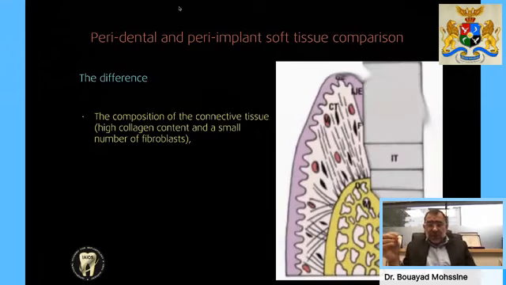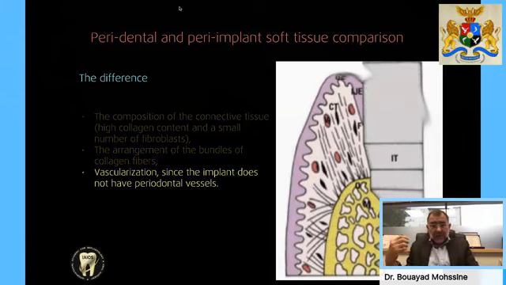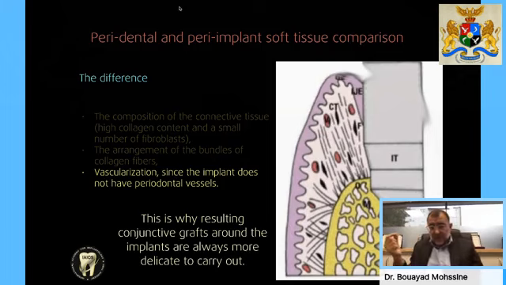In the composition of the connective tissue, we can find a high collagen content and a small number of fibroblasts around the implant. The arrangement of the bundle of the collagen fibers is different, and there is not enough vascularization, since the implant does not have periodontal vessels. That's why the resulting connective grafts around the implant are always more delicate to carry out.